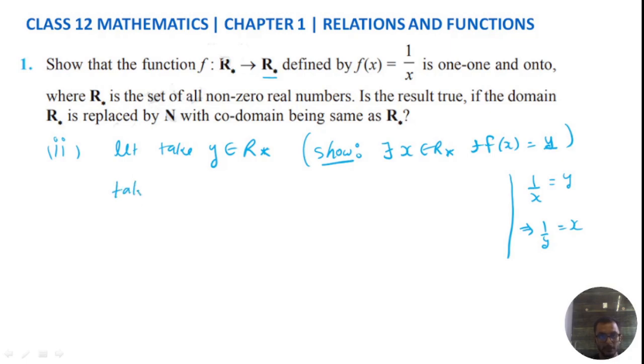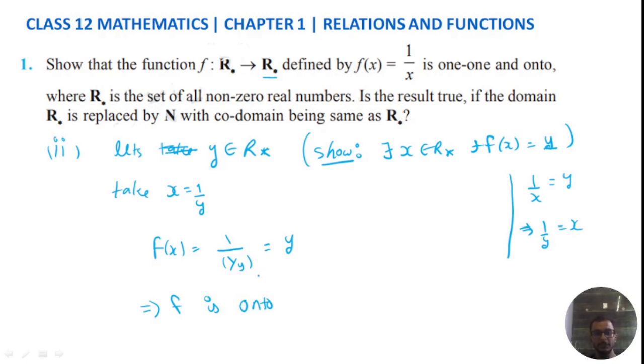Take x equals 1 upon y. Let y belong to R star. Now let's see what f of x will be. f of x should be 1 upon x, that is 1 upon 1 upon y, so this will be the same as y. So that's what we wanted, right? We wanted some x such that f of x equals y, which implies our function is onto. So we have shown one-one and we have also shown onto.